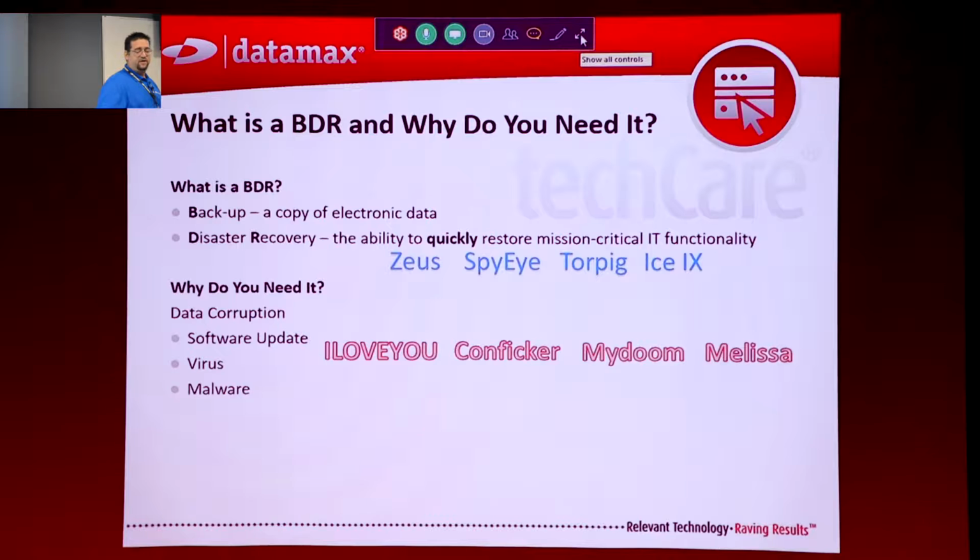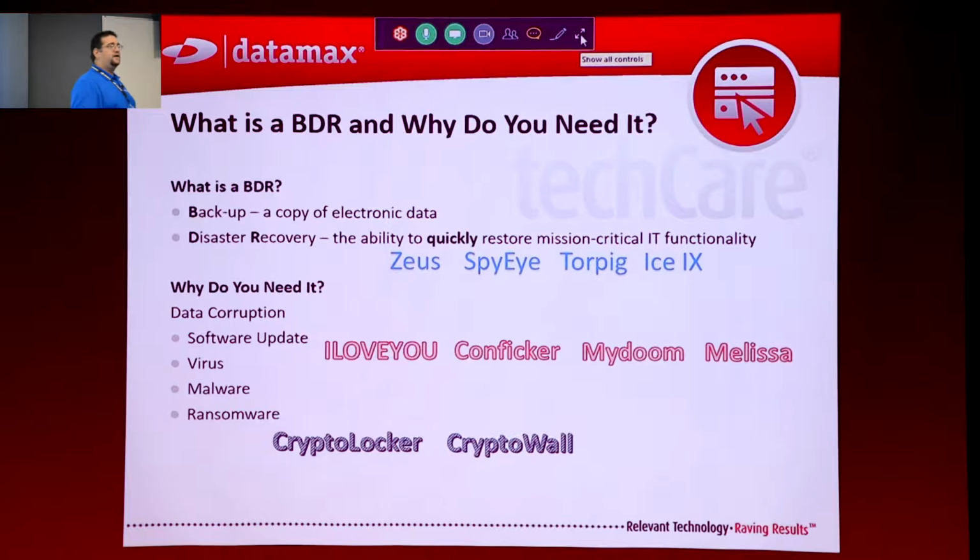These are some examples. You may have heard of I Love You, Conficker, MyDoom, and Melissa was really hot and running pretty rampant about a year ago. And then the most common one we see today, which is also one of the worst ones, is ransomware. Ransomware actually encrypts the data on your computer. If you get infected with ransomware on your computer, on your server, depending on what device is corrupted, in a lot of cases, it will spread throughout the entire network and corrupt all of them.